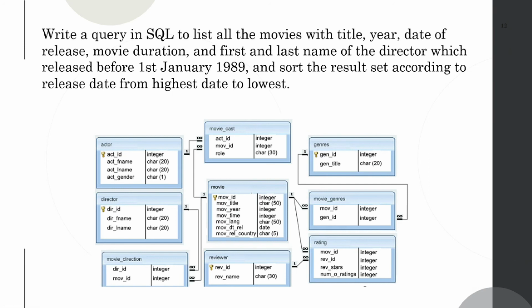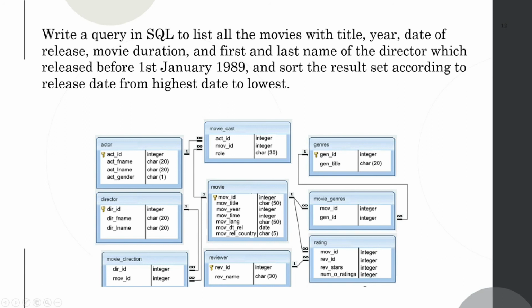Then which join do we have to perform? Inner join. Now first thing we'll do, we'll fetch title. Select all movies with title, movie name, comma, year, comma, date release, that is movie DTREL, movie duration, that is nothing but movie time. Where is the duration? Okay, maybe this one. First and last name of the director, comma, dir first name, dir last name.